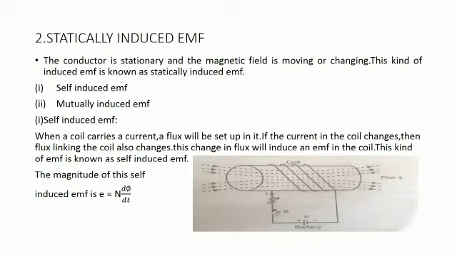Consider a coil wound over a core, and the induced flux is shown in the diagram. The supply is given to the coil through a battery, and I is the current flowing through the coil. What does self-induced EMF mean? When a coil carries a current, a flux is set up in it. If the current in the coil changes, then the flux linking the coil also changes. This change in flux will induce an EMF in the coil. This kind of EMF is known as self-induced EMF. The magnitude of self-induced EMF is E equals N d phi by dt.